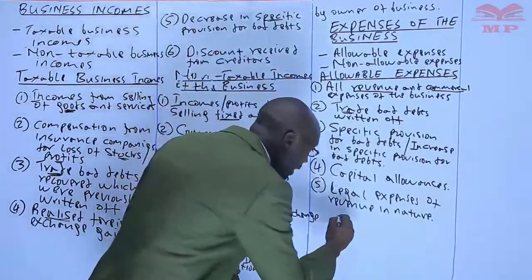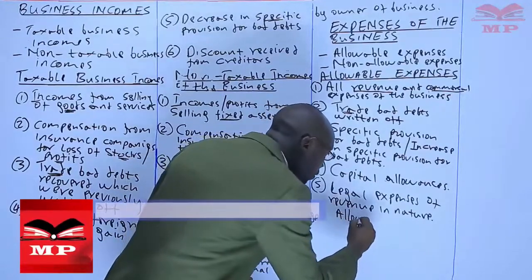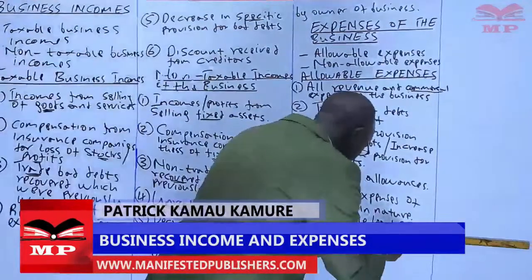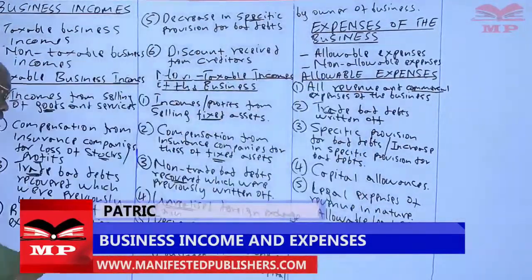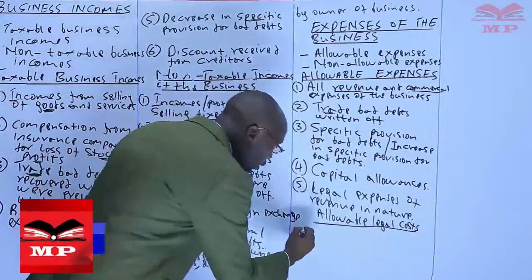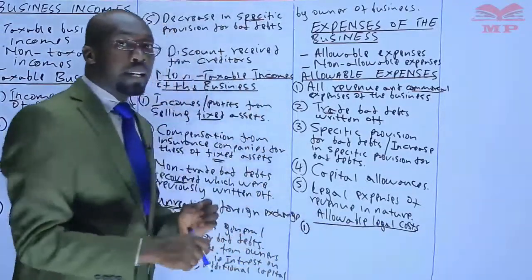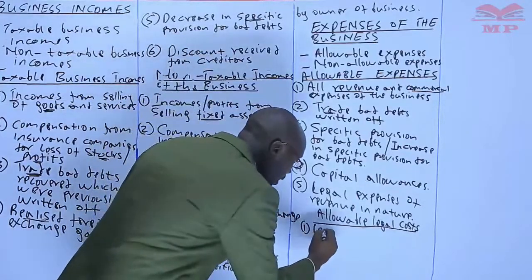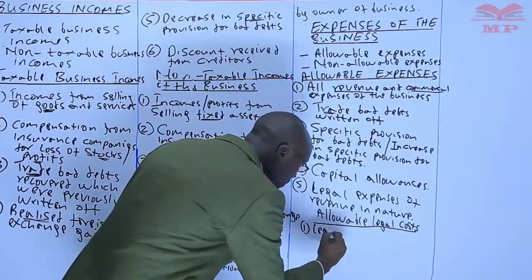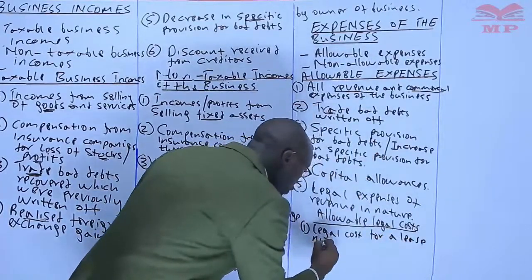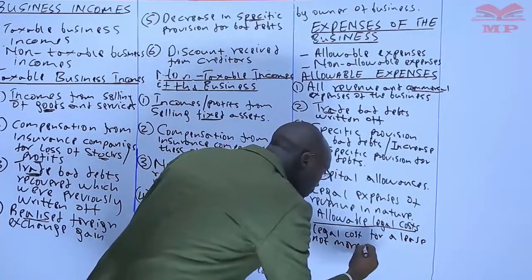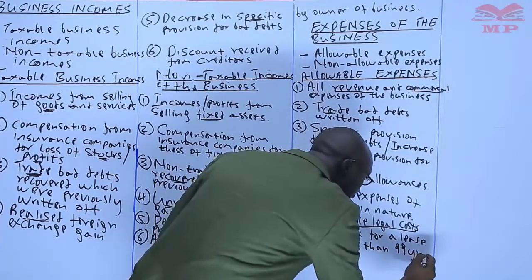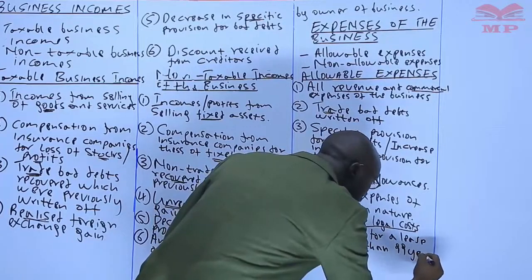So let us look at allowable legal costs. Allowable legal cost number 1 is the legal cost for a lease, not more than 99 years.